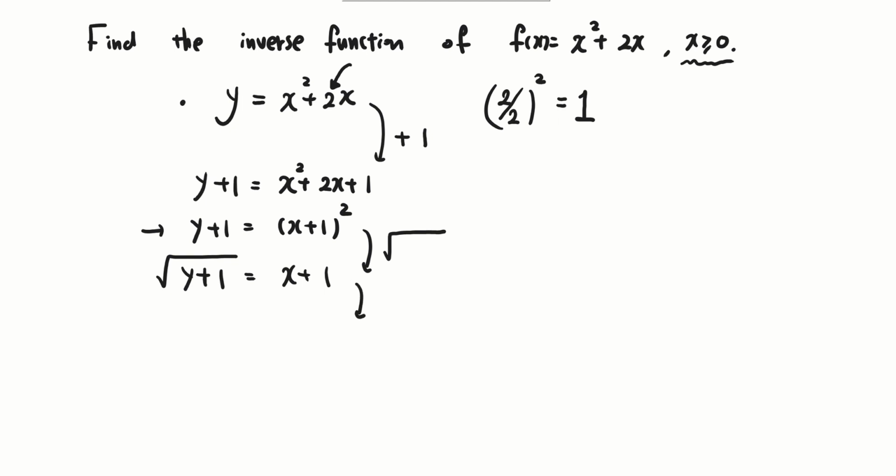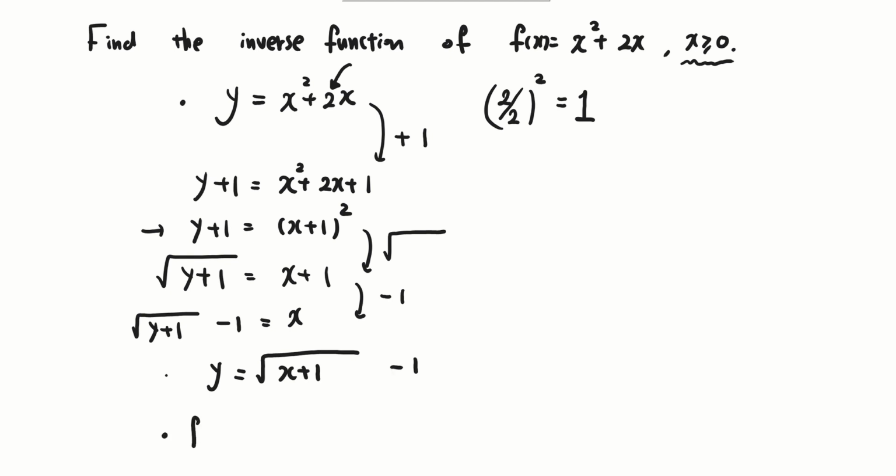Now, I think we're almost there if you subtract 1 from both sides, so that we have x on the left hand side: x is equal to the square root of y plus 1, minus 1. So next step, we exchange x and y. But for convenience, let me write y on the left hand side. y is equal to the square root of x plus 1 minus 1. The last step is we replace y by f inverse. So almost there. This pretty much looks like the inverse function of x squared plus 2x when x is greater than or equal to 0.